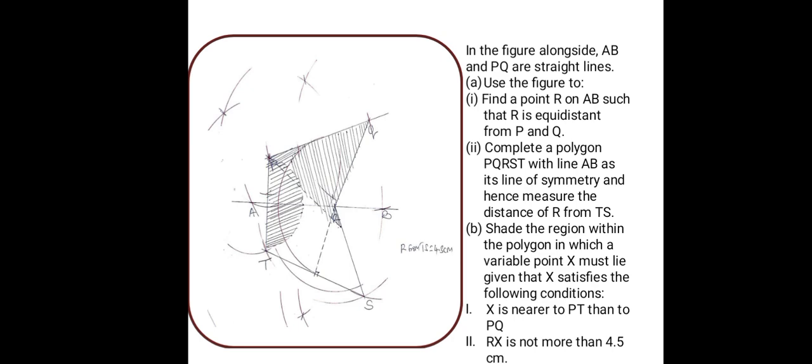B. Shade the region within the polygon in which a variable point X must lie given that X satisfies the following conditions. 1. X is nearer to PT than to PQ. 2. RX is not more than 4.5 cm. 3. Angle PXT is greater than 90 degrees.